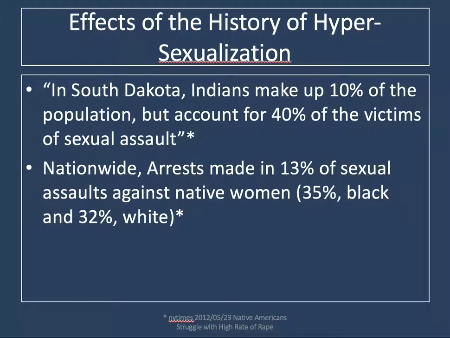A bit more statistics here. In South Dakota, Indians make up 10% of the population, but account for 40% of the victims of sexual assault. Nationwide, arrests are made in 13% of sexual assaults against Native women, compared to 35% for Black and 32% for white people. So, very, very low rates of actual arrests or prosecutions made in these cases.